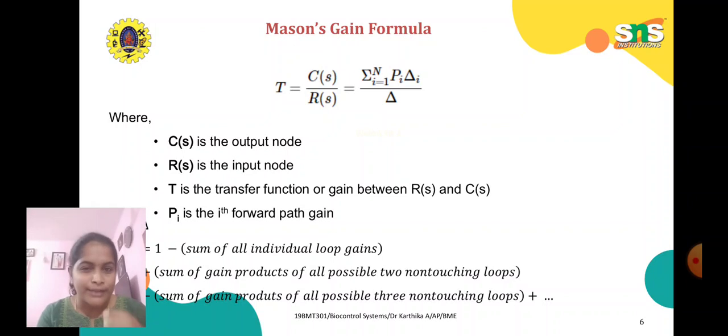So with the help of signal flow graph, we'll solve this formula to get the final transfer function of a system. The formula is summation i equal to 1 to n of Pi delta i by delta. So we have to calculate the forward paths first, and individual loops, individual loop gains, and non-touching loops and non-touching loop gains. It is enough to calculate the transfer function of a particular control system.